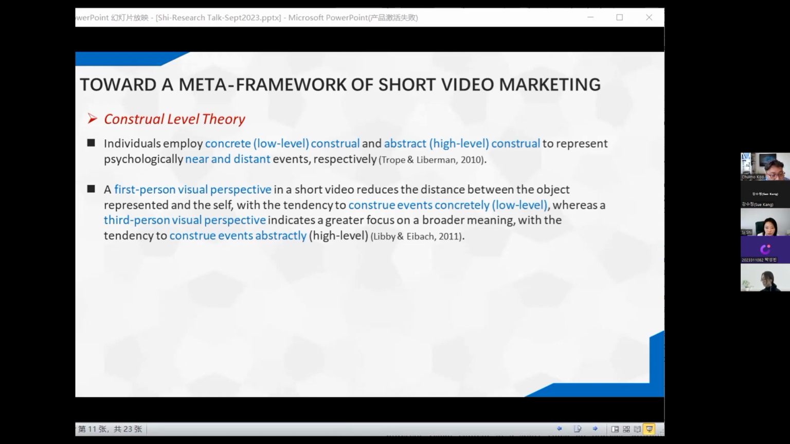On the other hand, a third-person visual perspective, which is the other view, can increase the psychological distance between you and the object, and that means they will elicit a higher level control. So in this case, if you are viewing a destination from a third-person perspective, you will perceive it as psychologically distant from you, and you may use abstract cues to mentally represent the object. Based on this literature, we have matched the first-person and third-person perspective with the low-level and high-level controls when processing information.